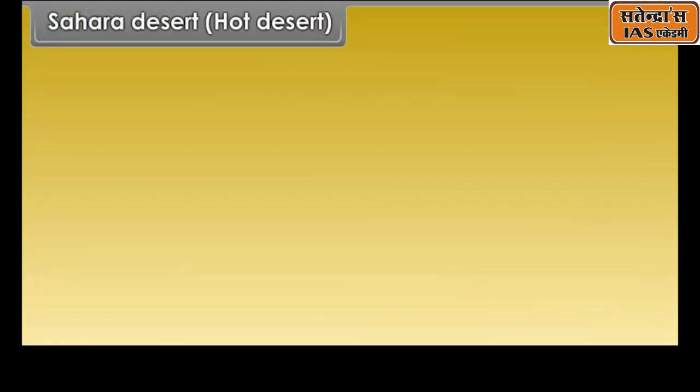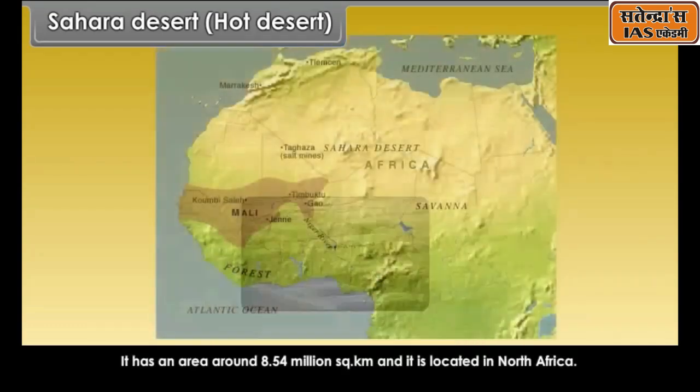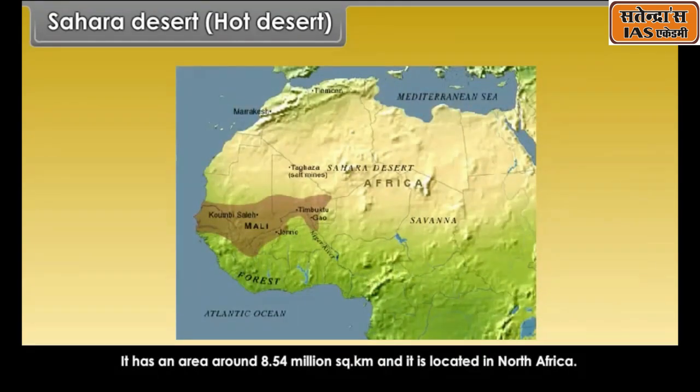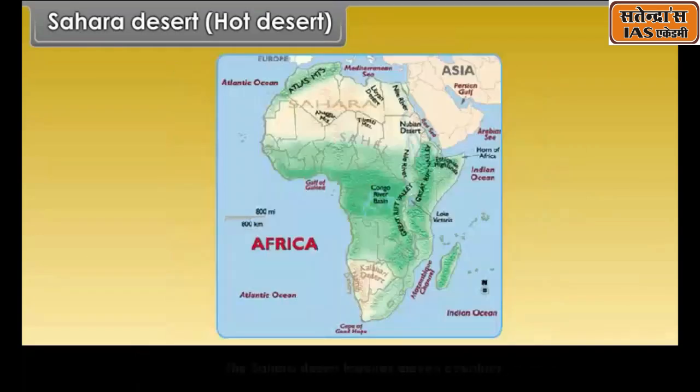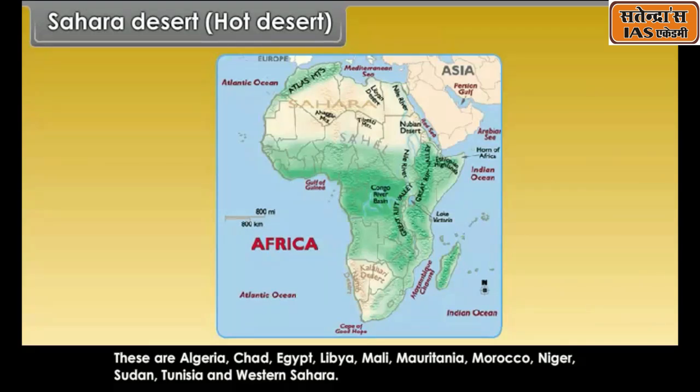Sahara Desert, hot desert. Sahara is the largest desert of the world. It has an area of around 8.54 million square kilometers and it is located in North Africa. This desert extends right across the continent from the Atlantic Ocean in the west to the Red Sea in the east. The Sahara Desert touches 11 countries. These are Algeria, Chad, Egypt, Libya, Mali, Mauritania, Morocco, Niger, Sudan, Tunisia, and Western Sahara.